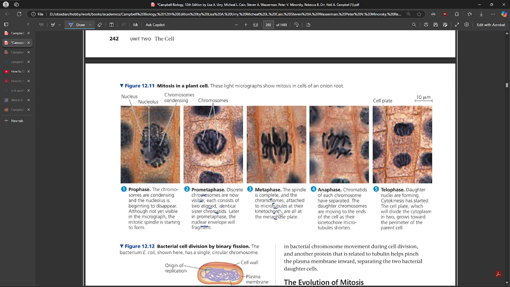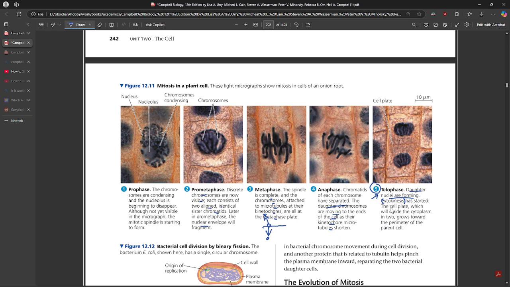So you're going to see your chromosomes, condensed versions, attached to microtubules at their kinetochores, which is going to be on each side, and they're all lined up. Anaphase is when these are going to be separated, with daughter chromosomes moving to the ends, as well as their kinetochore microtubules shortening. Telophase, which is specifically what we are focusing on, is when daughter cell nuclei are forming on each side.